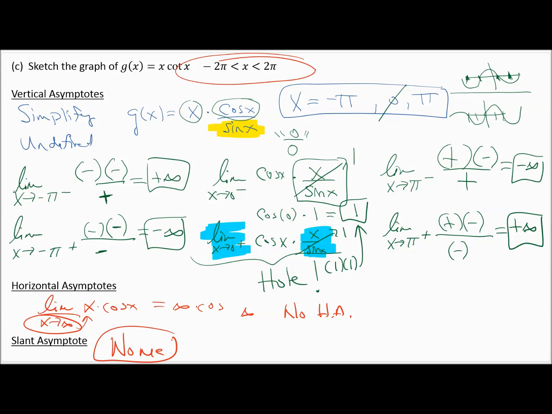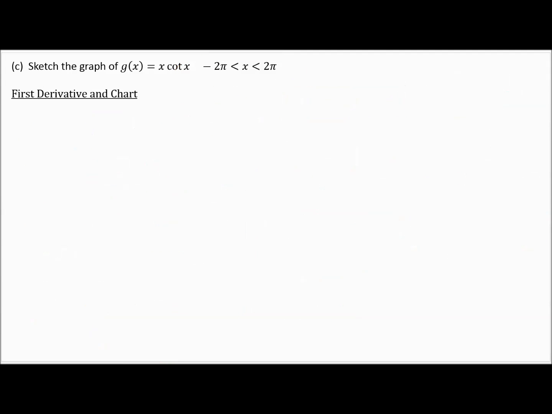Okay, so this guy does not have a slant asymptote. All right, I think we're ready to move on to the first derivative. To do the first derivative chart, remember in the chart we're trying to determine increasing, decreasing, relative max, relative min. And to do that, we need to take the first derivative.